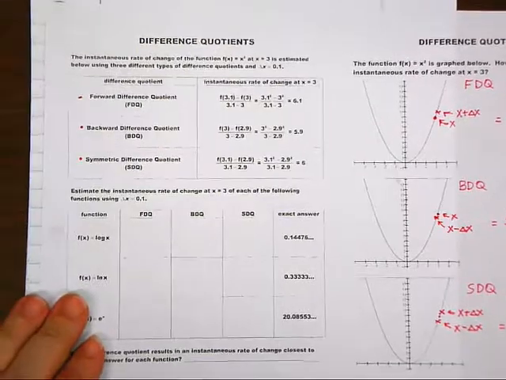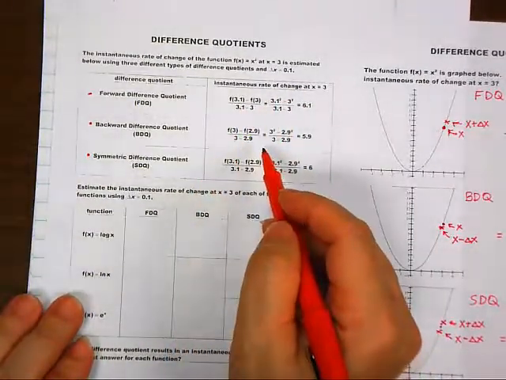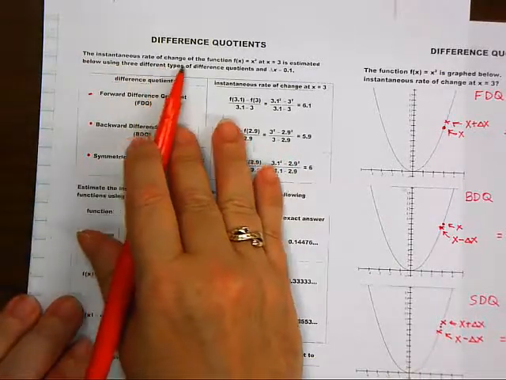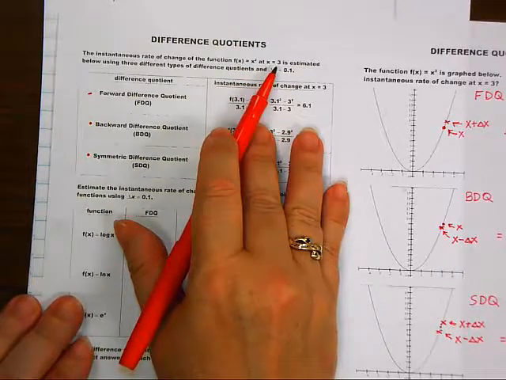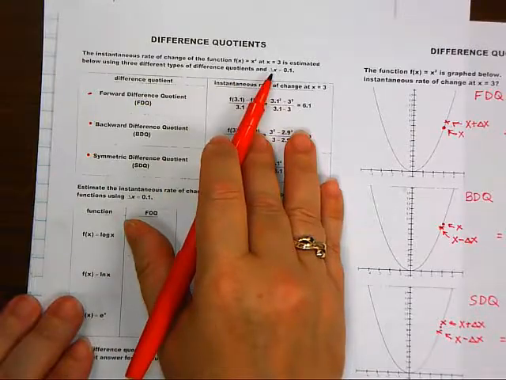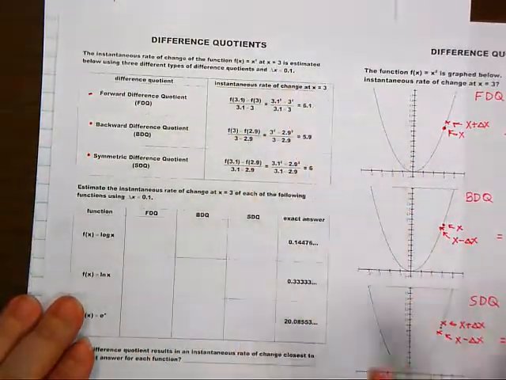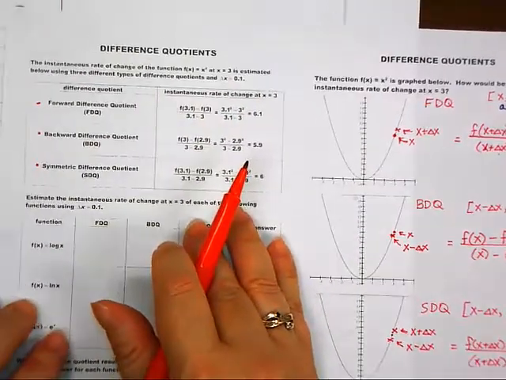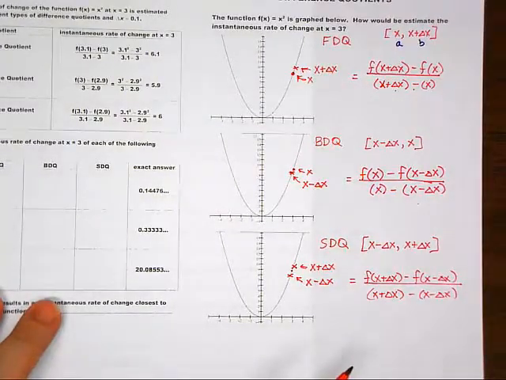Let's look at this. I want to talk through where all of this came from. The question states the instantaneous rate of change of the function f of x equals x squared at x equals 3 is estimated below using 3 types of difference quotients and delta x equals 0.1. Now, they're giving us values, and so instead of talking in theory like we did over here, we're going to talk in reality over here. But before we do, I want to back up. I did this last period. I forgot to talk about it.